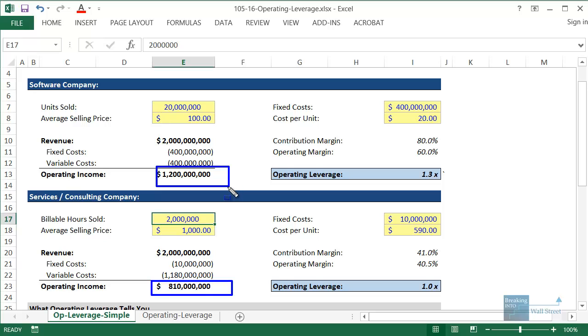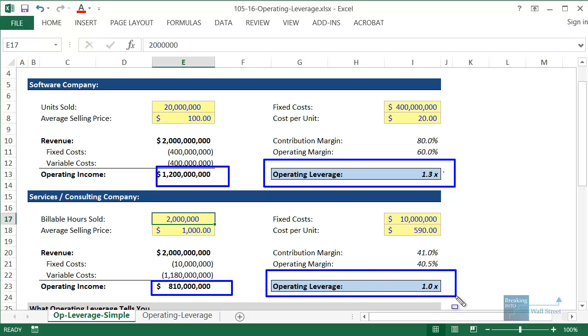And that is the real meaning of operating leverage here, that for one company, if you have a high operating leverage or a higher operating leverage, then as your sales increase, the operating income is going to increase more than it would for a company with a lower operating leverage. And that's what this concept really comes down to.